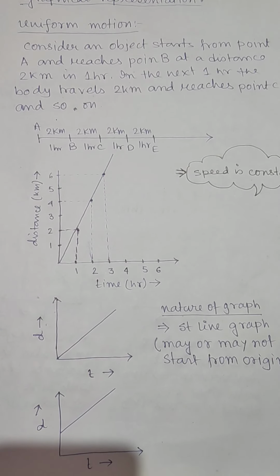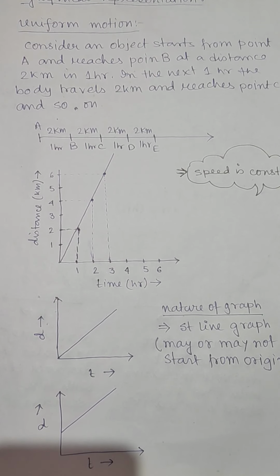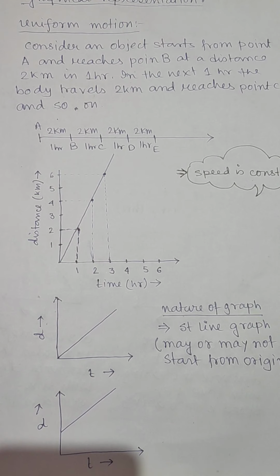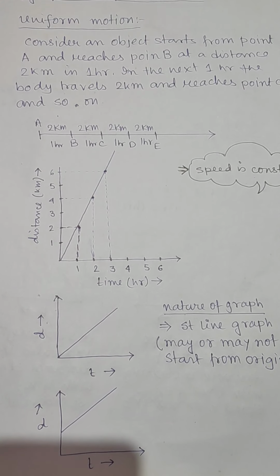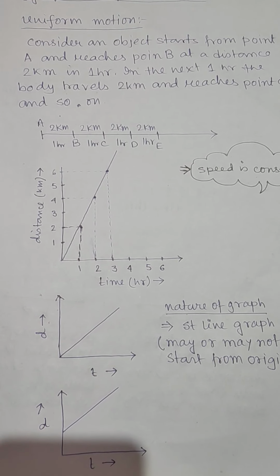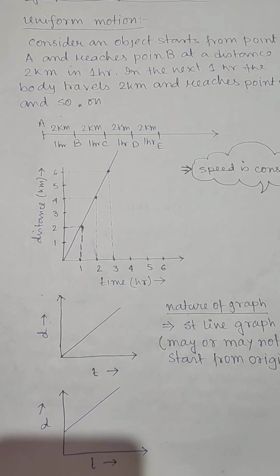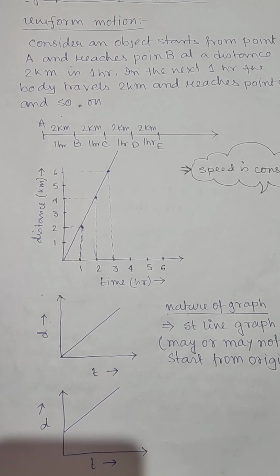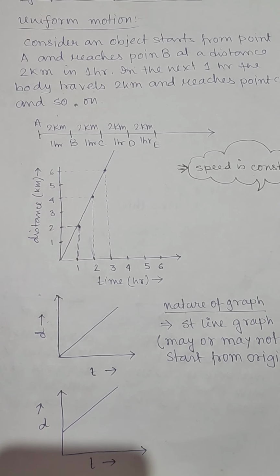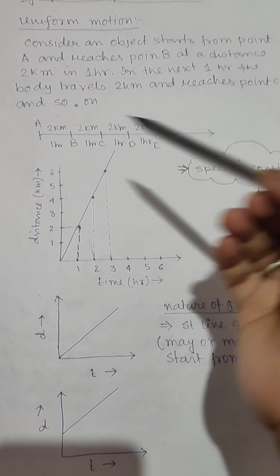In our previous class we dealt with uniform and non-uniform motion, where I told you what is uniform motion and what is non-uniform motion. In today's class we will discuss the graphical representation of uniform motion and non-uniform motion, that is, how we can graphically represent uniform or non-uniform motion in terms of graphs, that is, a distance-time graph or displacement-time graph. So let's begin with our class.